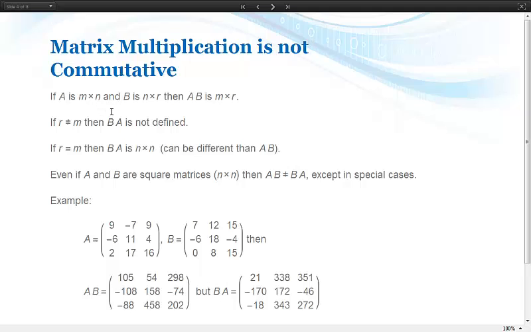BA, instead of AB, I do BA. BA is not even defined unless r happens to be m. If it is, then the resulting matrix BA is n by n, which in general has different dimensions than AB. But even if they're square matrices, that is, if both A and B are n by n, the product AB has the same dimensions as the product BA, but the answers are generally different, except in special cases.